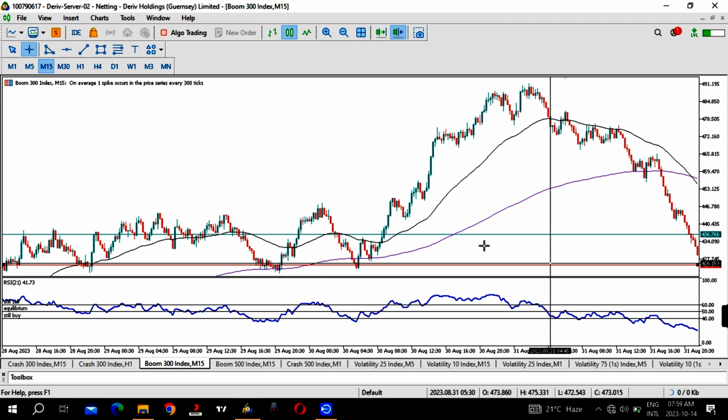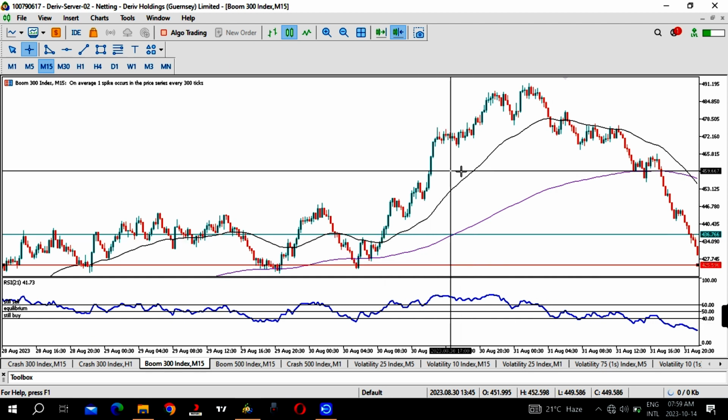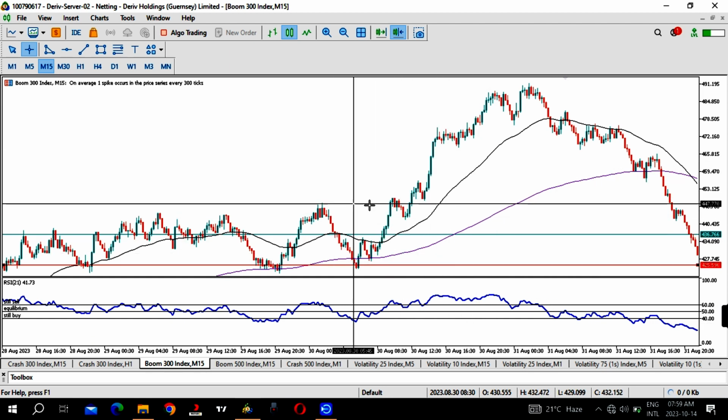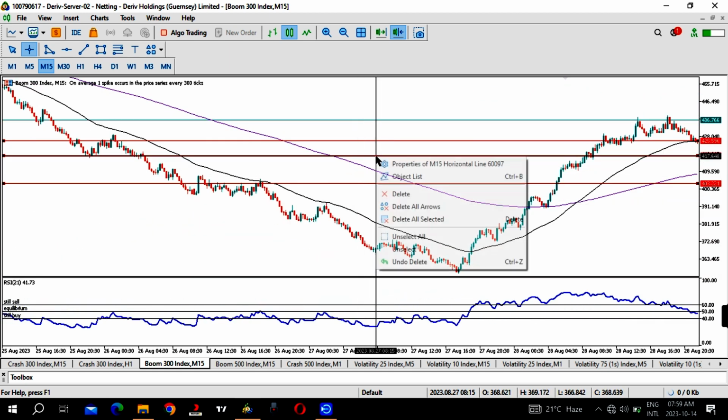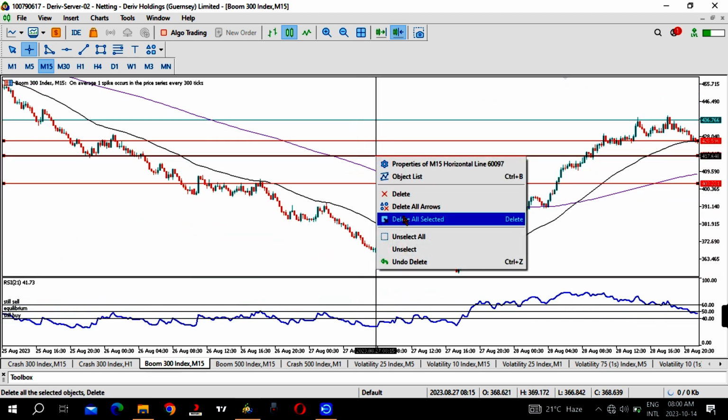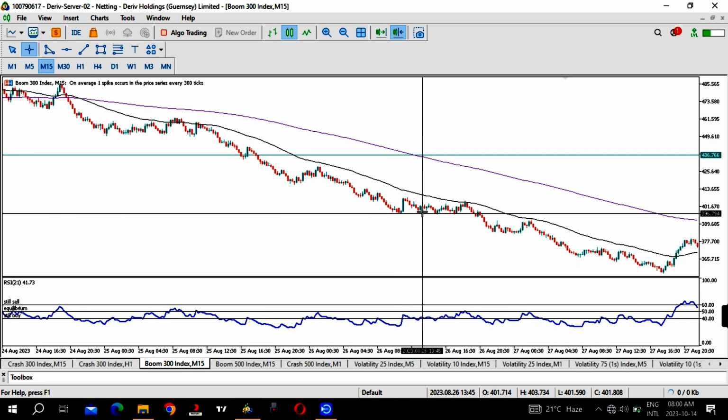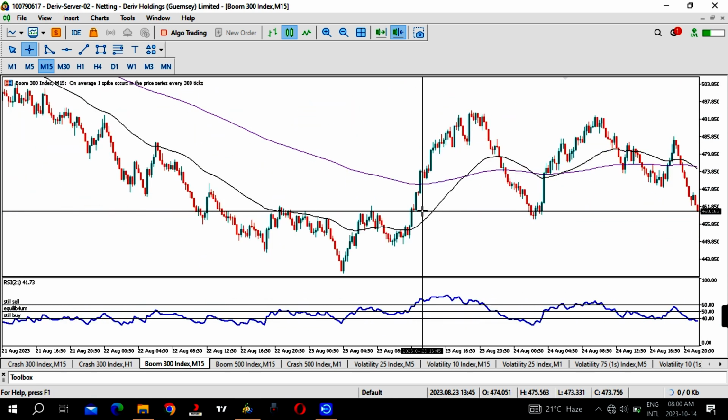So right over here, I'm going to be combining the RSI, the moving averages, and the zone flip strategy, right? So this is likely going to help me with trading, with getting the best out of boom and crash, right?